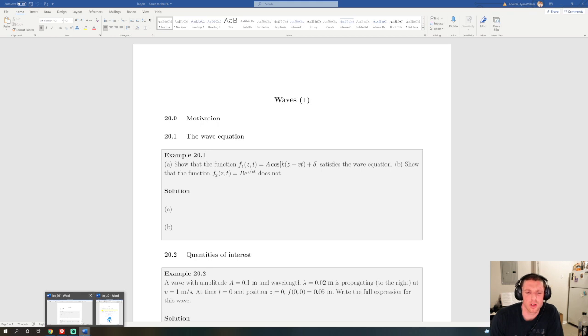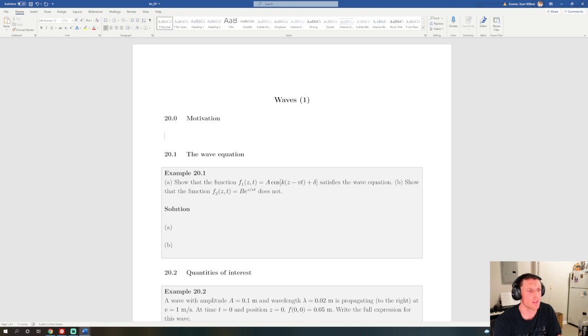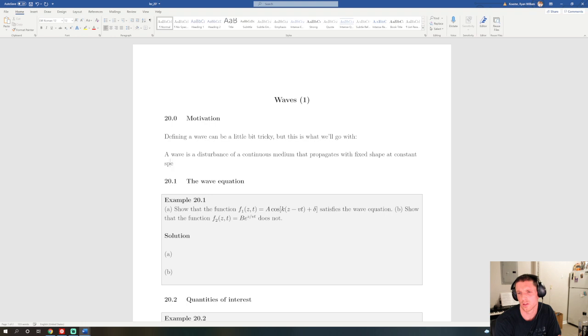The first thing we probably want to do is define a wave, right? Or rather, define waves, let's say. Defining a wave can be a little bit tricky, but this is what we'll go with. Let's say that a wave is a disturbance of a continuous medium that propagates with fixed shape at constant speed.